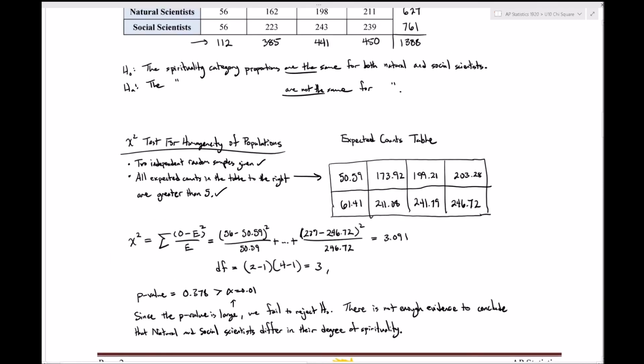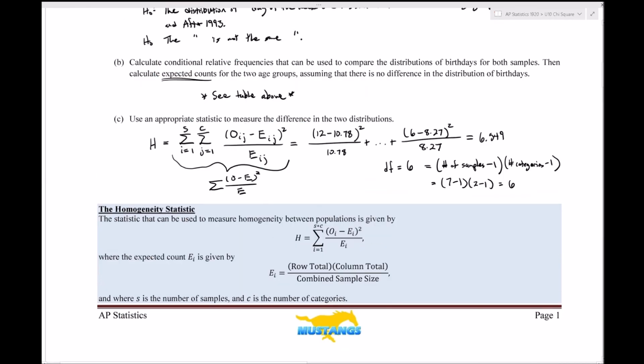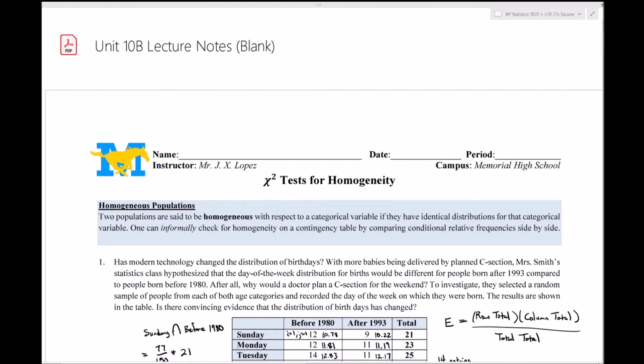So that's going to be it for this particular handout. We'll come back for the next one, 10.5, which goes over tests for association or independence of variables.